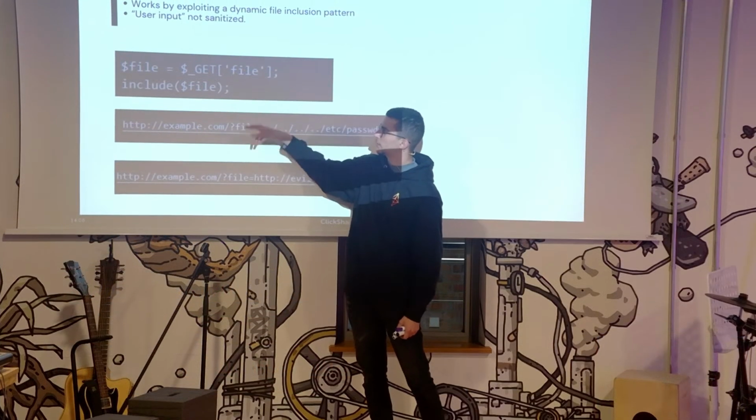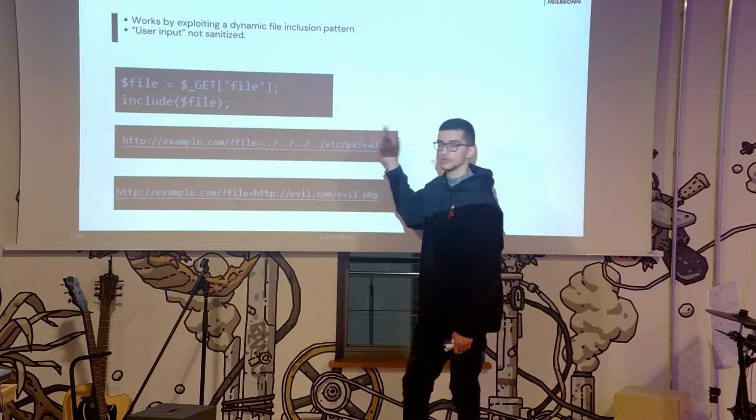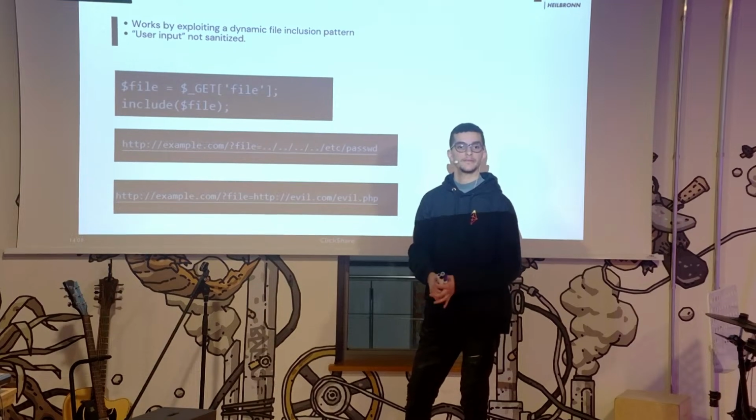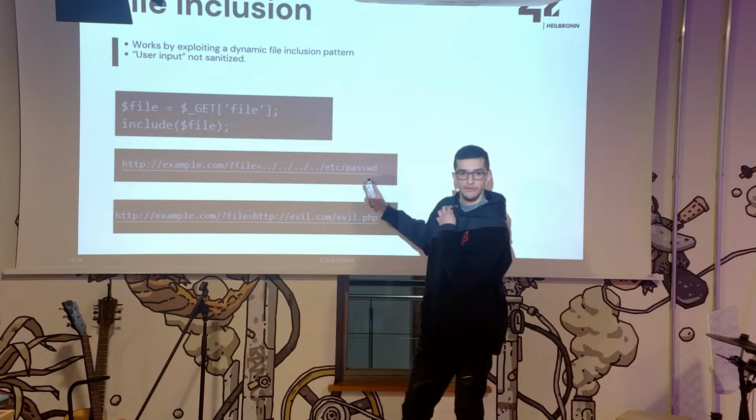I'm just going to say file, I don't know, it's just going to be a password. So it's going back, reaching the password, and this will just include the password. You see how vulnerable this is? So this is the local file inclusion. This is the remote one.